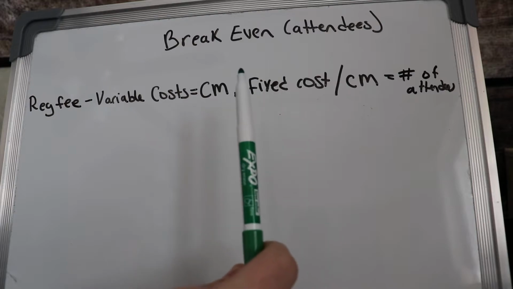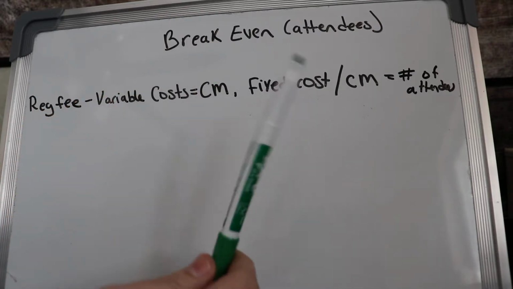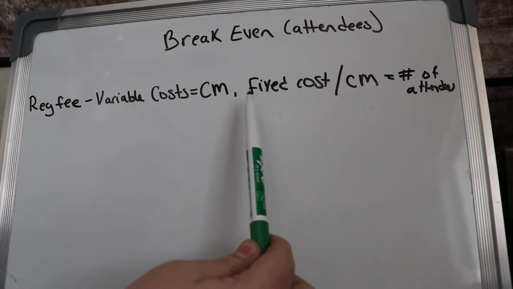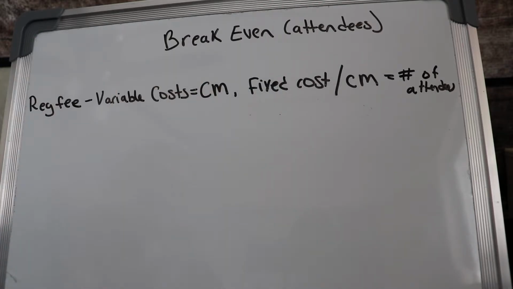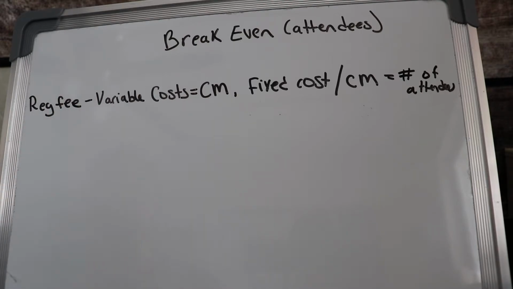Then you want to take that information that you now have and plug it into this formula, which is the break-even for attendees. It's basically just fixed costs divided by the contribution margin, and that's it. So that will tell you the number of attendees that you need in order to break even. So let's break it down like the example in the book.